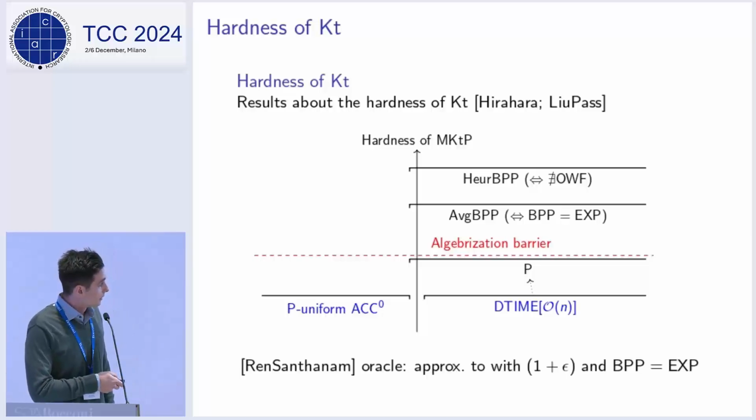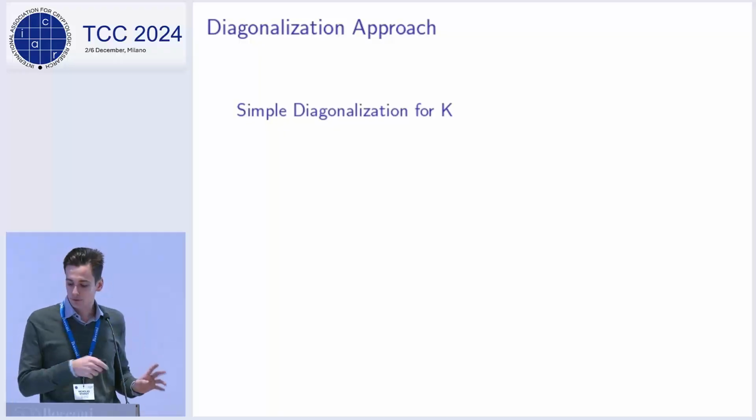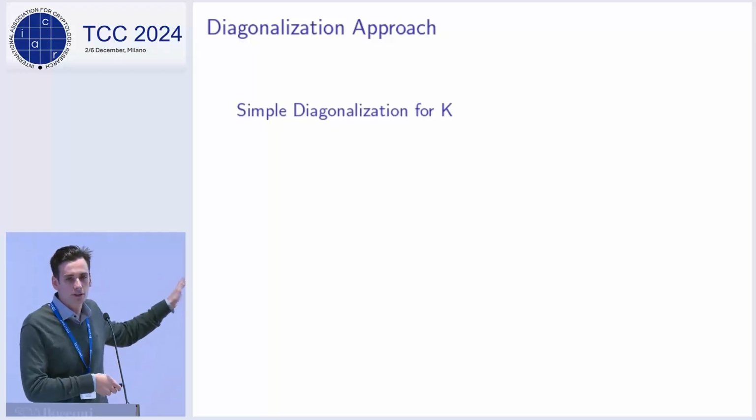Right. And then I also want to mention that Ren and Santhanam provide an oracle relative to which you can approximate KT to within some multiplicative constant, and still BPP is equal to EXP. This seems quite counterintuitive to our result, but I'm going to leave this as a question.